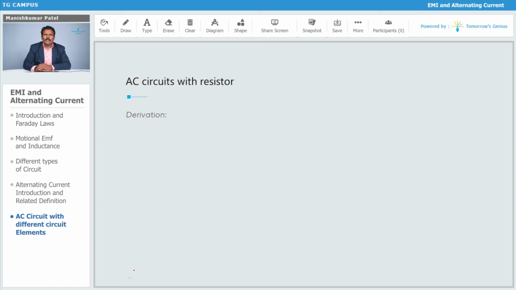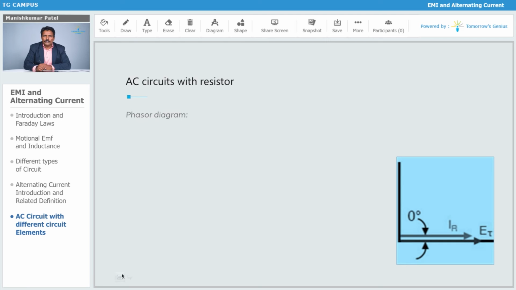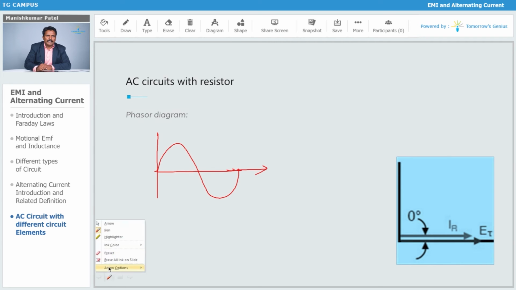I is equal to I naught sine omega t, and we already have V equal to Vm sine omega t over here. These are the two expressions that we have got, and for this case we can say that both the voltage and current are in the same phase. That means they attain their maximum or minimum value at the same instant of time.